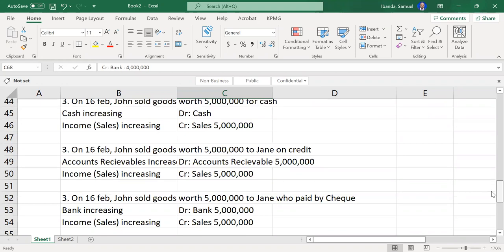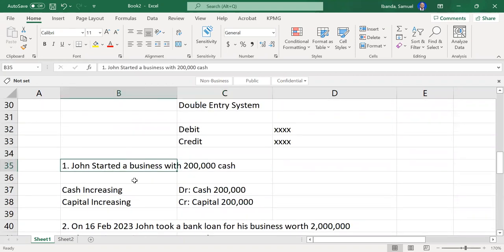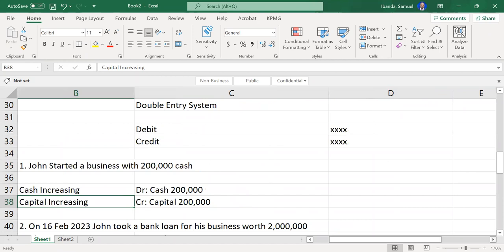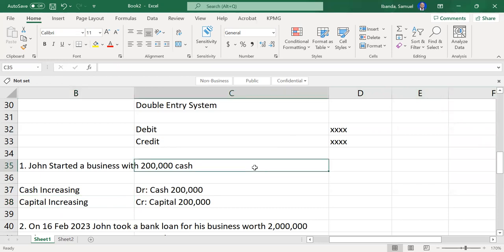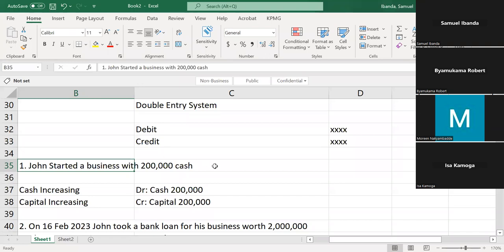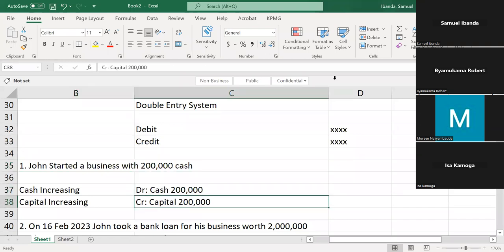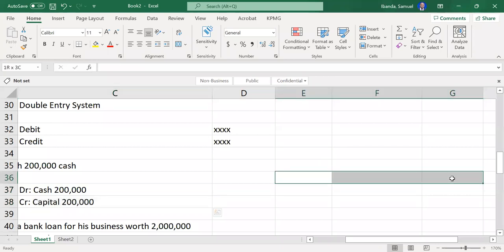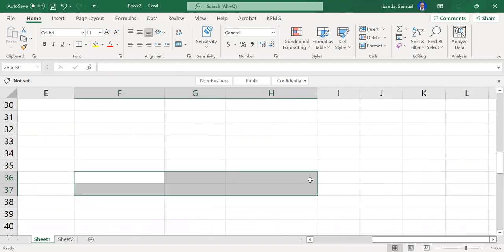Now, what I've just showed you is how we represent when we do the debit or credit. But I also want to say that we usually use ledger accounts to represent our information. So if they are telling us that John started a business with 200 cash and we're saying we debit our cash and credit our capital, you can show this in the ledgers by drawing up your ledgers. Now, your ledgers are T accounts. So I'll just draw for you a sample here of our ledger so that you can appreciate.